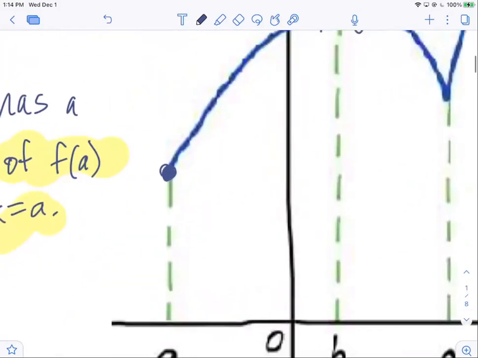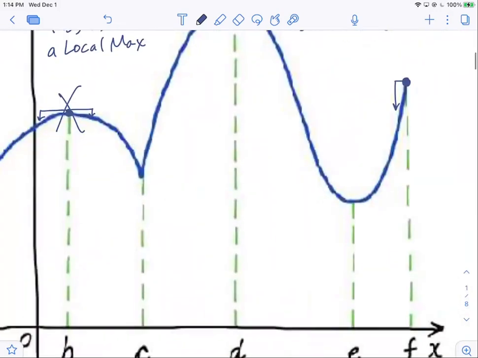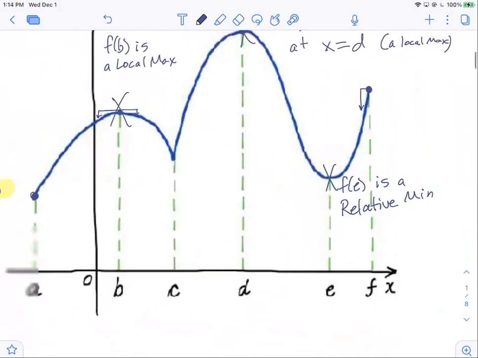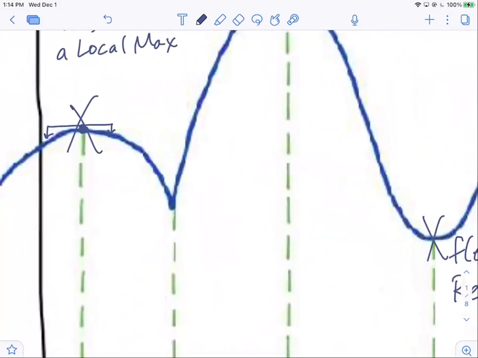So can A then be a local minimum? No, it's an absolute minimum, but it's not a local minimum. Do we have any local minimums? Well, yes, right here, f of E is, I'm going to use relative, a relative min. And what about f of C? That works, right? Yeah, it works. Definitely. It's in the domain. It has to be in the domain, right?